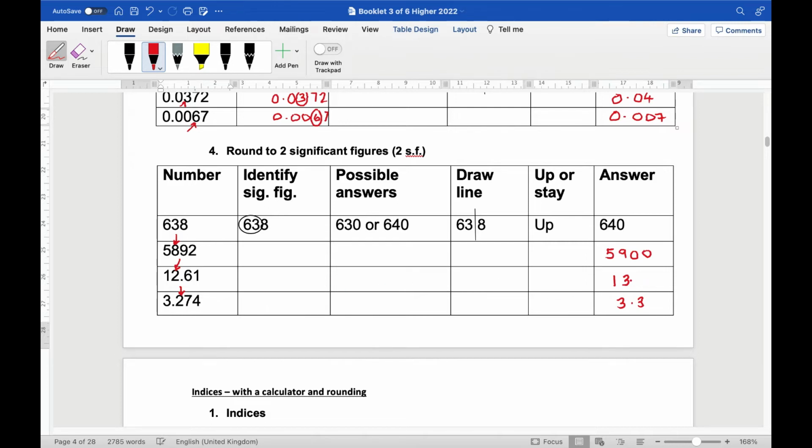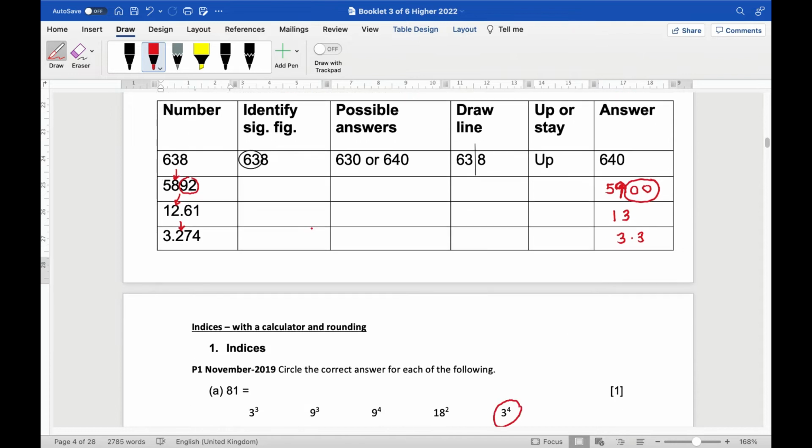Notice I don't need to put on the end of these bottom two 0.00 or 0.00. You don't need zeros after the point. However, in bigger numbers, obviously we do. You do need to fill those places here with zeros, otherwise you kind of lose the value of the 5 and the 8. 5,892 becomes 5,900.